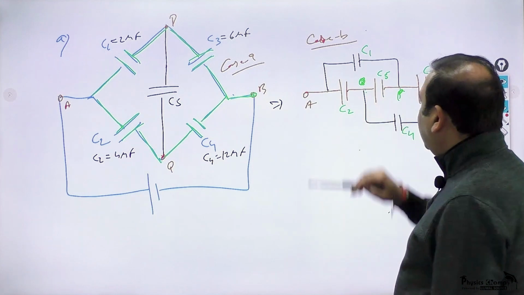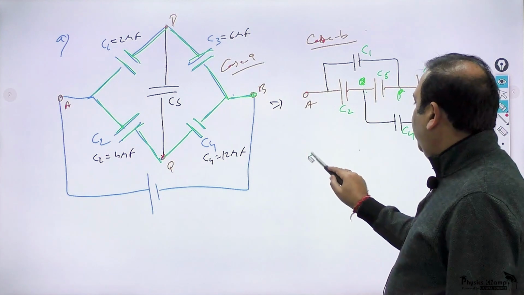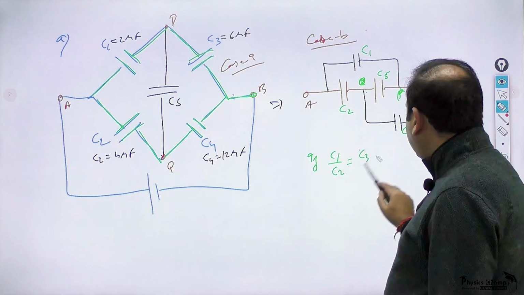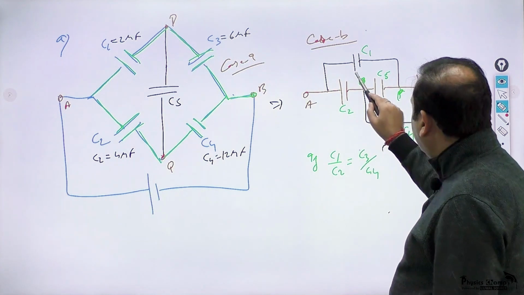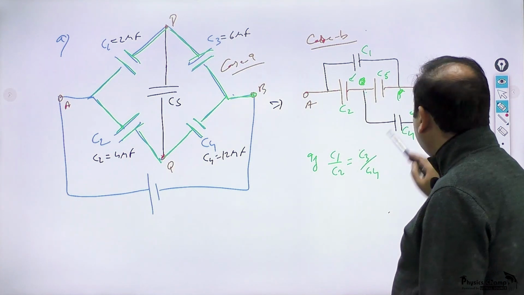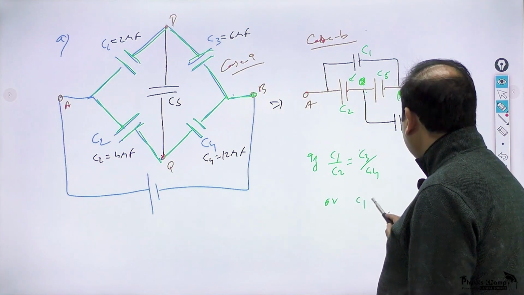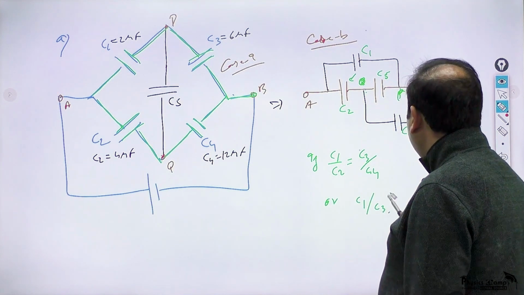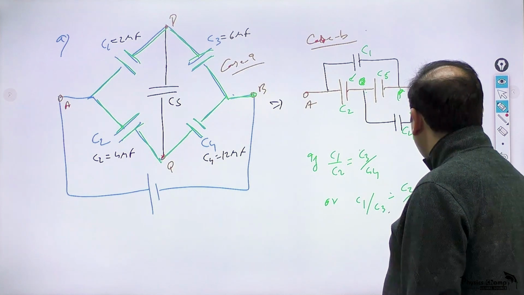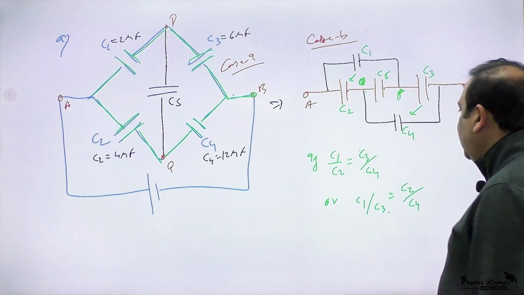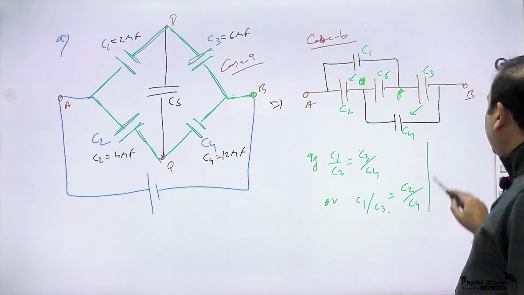So in this arrangement also, if C1 by C2 is equal to C3 by C4, or C1 by C3 is equal to C2 by C4, in that case C5 is negligible.